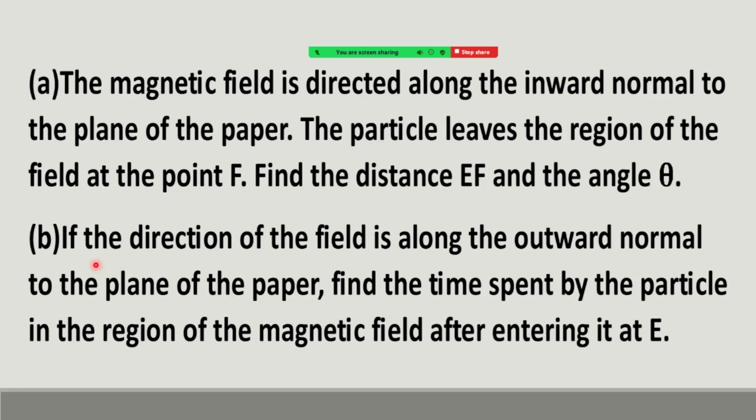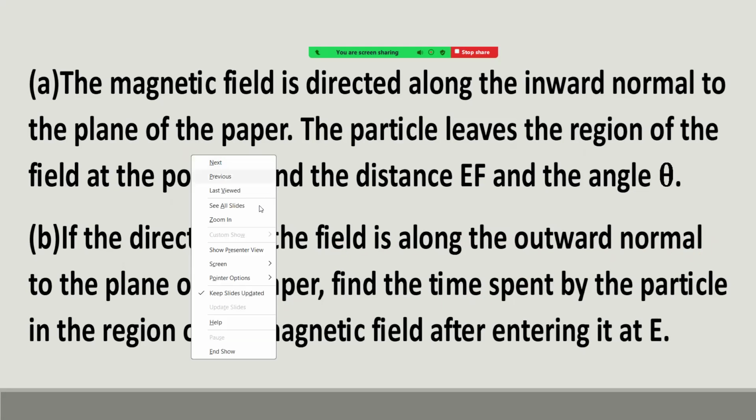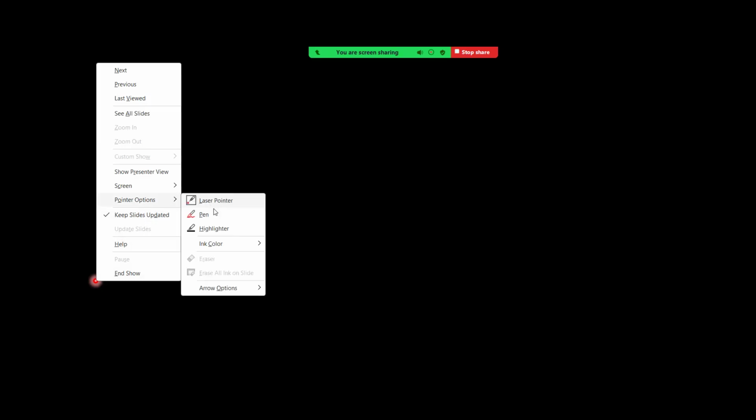And second one, if the direction of the field is along the outward normal to the plane of the paper, find the time spent by the particle in the region of the magnetic field after entering it at E. Okay, let us see now. So first make the given diagram.